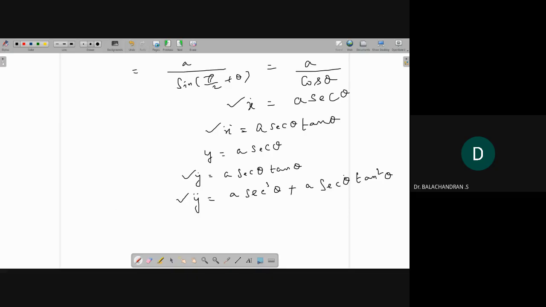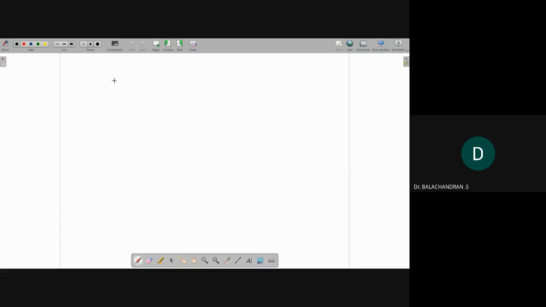So the formula is rho equal to x dot square plus y dot square, whole power 3 by 2, divided by x dot into y double dot minus x double dot into y dot. So I'm going to find the numerator separately and the denominator separately.